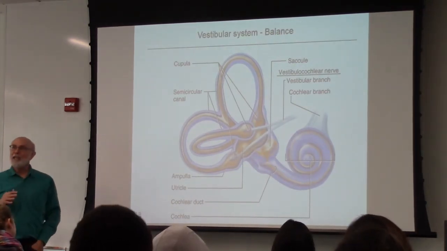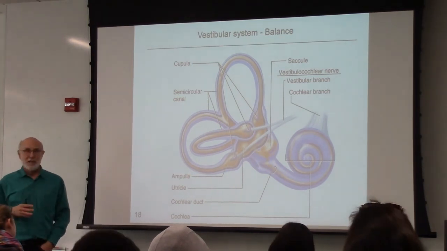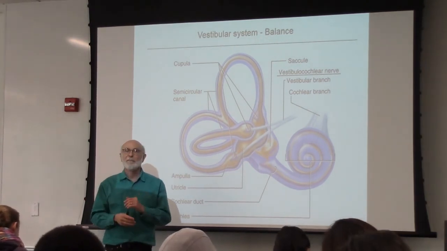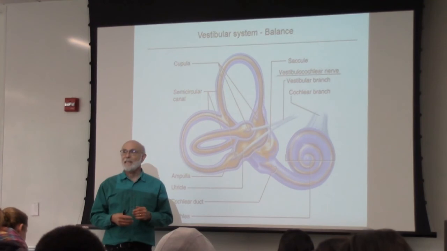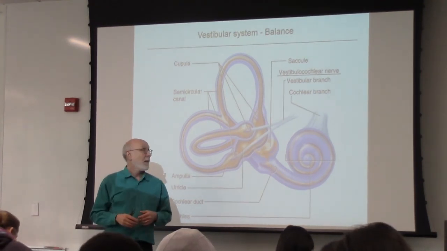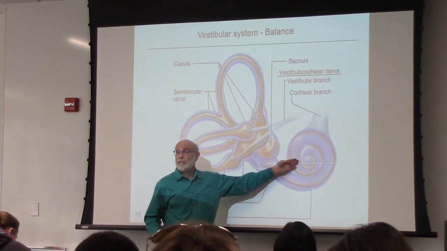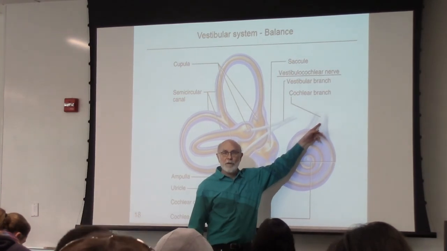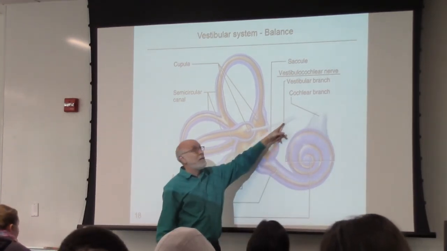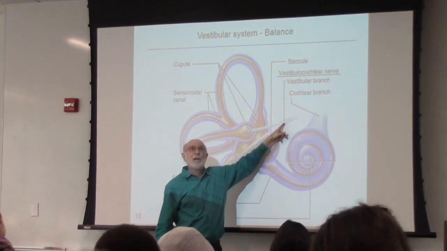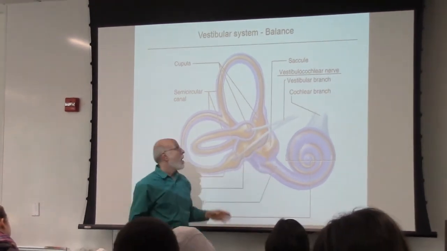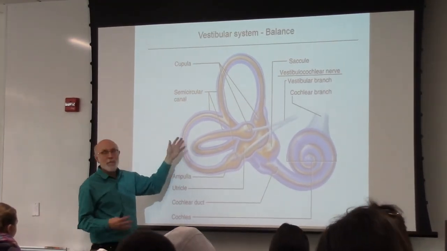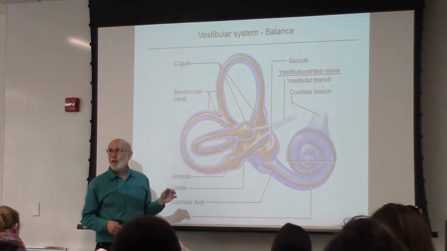Okay, now we're going to switch gears again and talk about the vestibular system, which is not really part of the auditory system, but uses the same organ, the inner ear, and uses the same mechanism, hair cells. So here's the cochlea that we've just been focusing on. Here's the cochlear branch or auditory branch of the vestibulocochlear nerve, cranial nerve 8. Now we're going to be talking about information carried in the vestibular branch of the vestibulocochlear nerve from the other parts of the bony labyrinth.